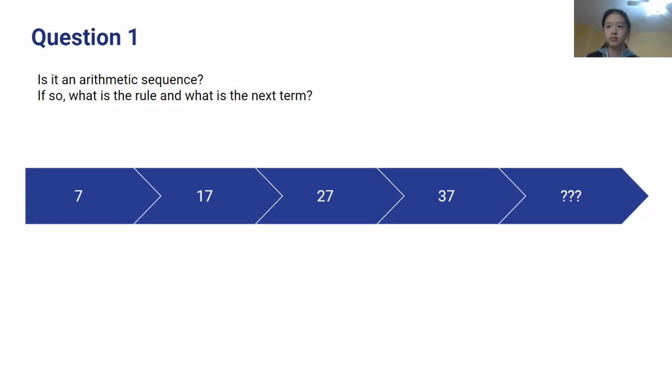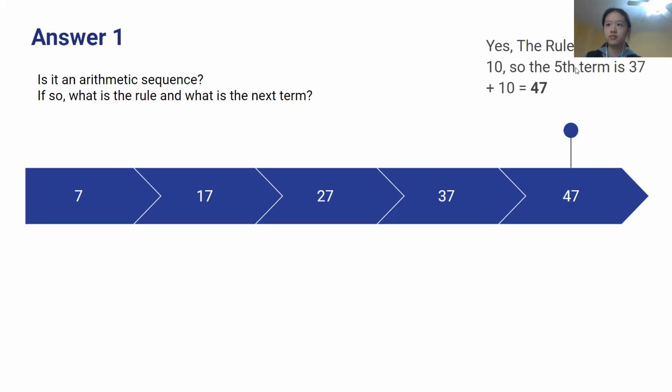I think most of you got the right answer. So yeah, it is an arithmetic sequence, right? Because the common difference is 10. We're adding 10 for each term, because 7 plus 10 is 17, 17 plus 10 is 27, and so on. So the common difference is plus 10. So it is an arithmetic sequence, and since the common difference is 10, the next term is going to be 37 plus 10, which is 47.